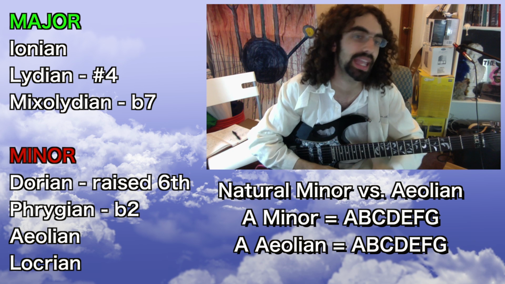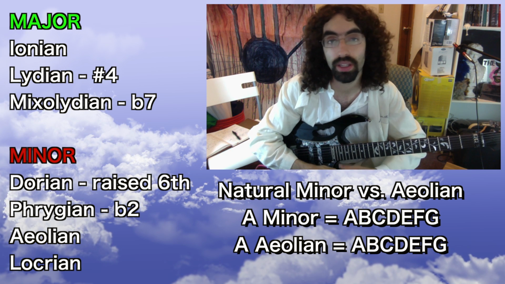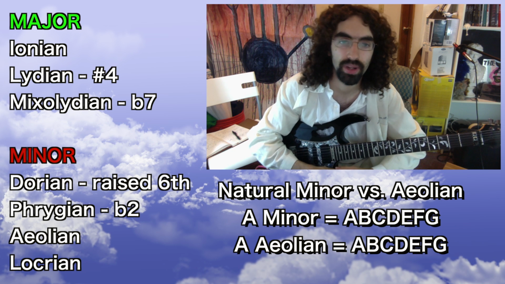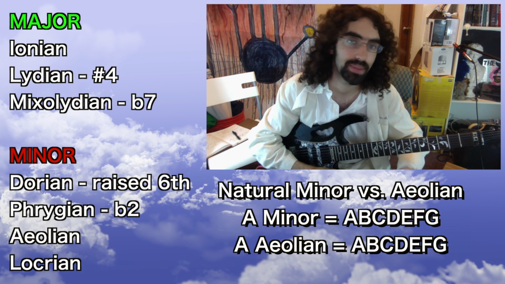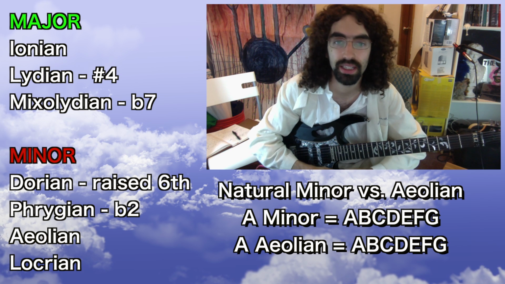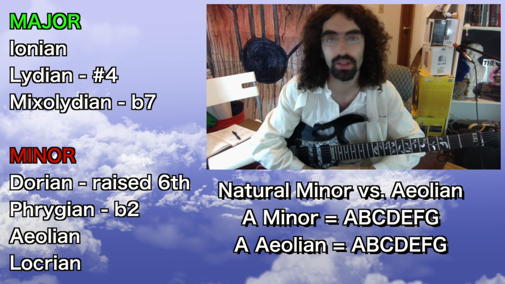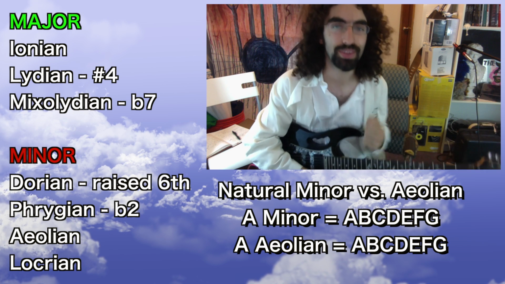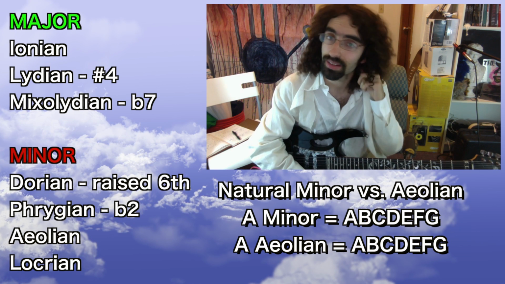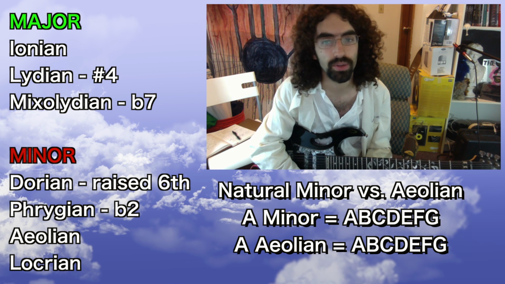So next up is Aeolian, and this is actually another easy one, because Aeolian is exactly the same as A natural minor. A minor is A, B, C, D, E, F, G, and Aeolian is also A, B, C, D, E, F, G. They're the same. So just like Ionian is major, our key for remembering Aeolian is that it's the same as natural minor, which we're already a bit more familiar with.